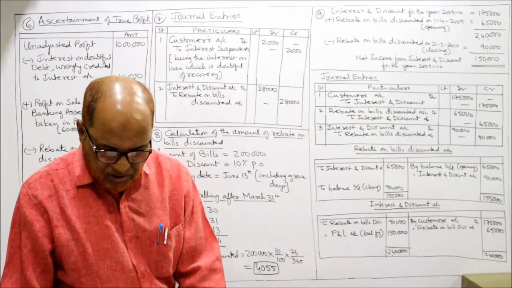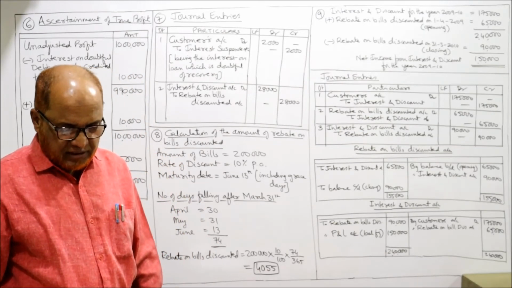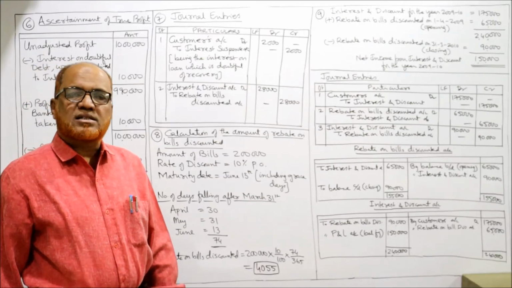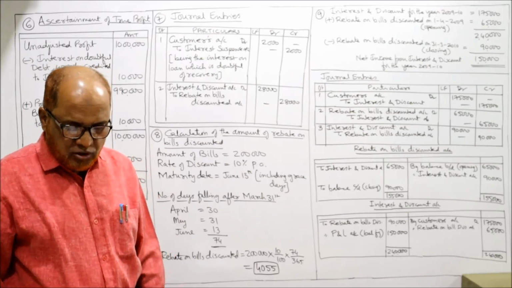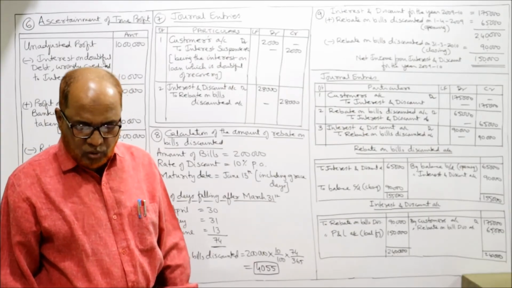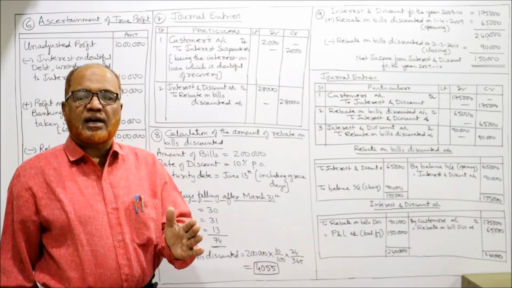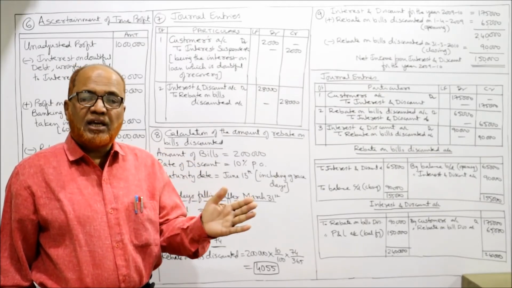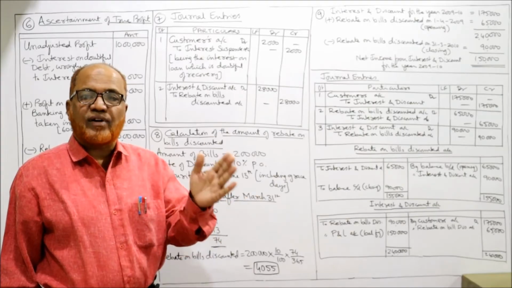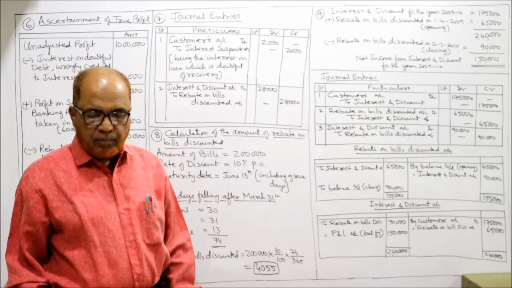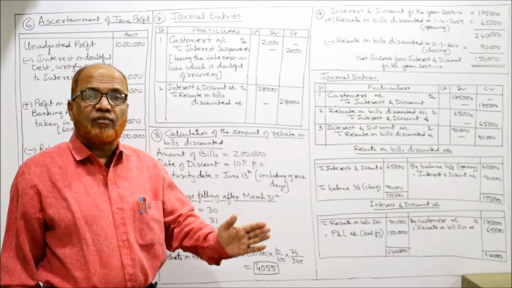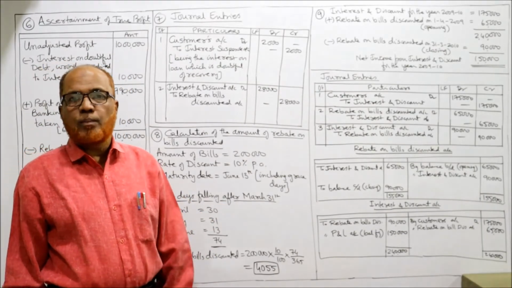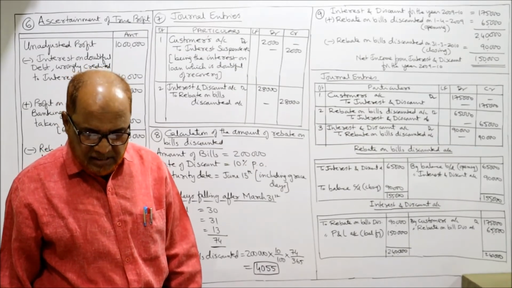Now, ninth problem. See the problem number 9. The following particulars are extracted from the books of Modern Bank Limited for the year ending 31st March. Interest and discount 1,75,000. Rebate on bills discounted, balance on 1/4/2009. Actually, we are closing the accounts on 31st March 2010. Our year already started on 1st April 2009. So your rebate on bills discounted was there at the beginning of the year. It is called opening rebate on bills discounted, that is 65,000.